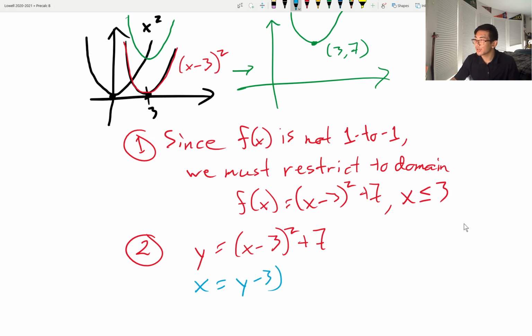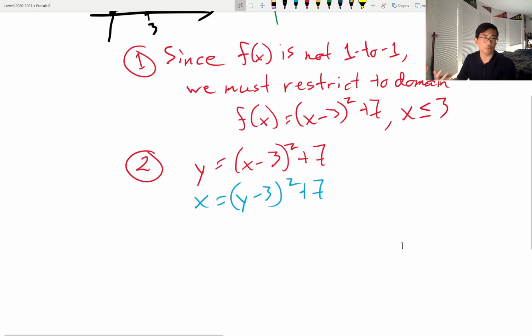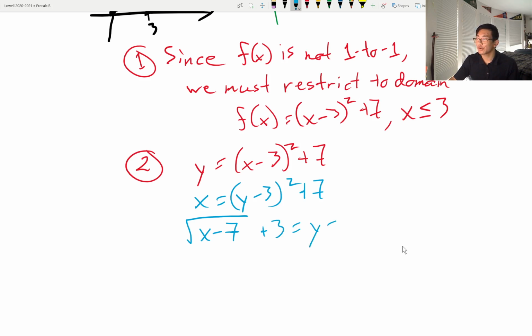x equals (y minus 3) squared plus 7. I'm not going to go through this whole process here, but I think we should end up with the square root of (x minus 7), plus 3 here. And that's going to equal y, or in other words, our f inverse of x, right?